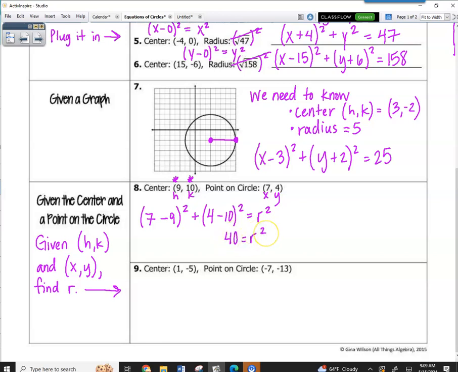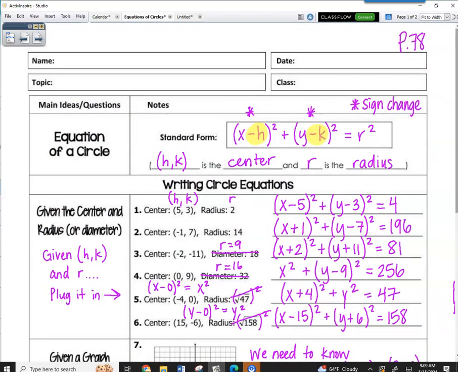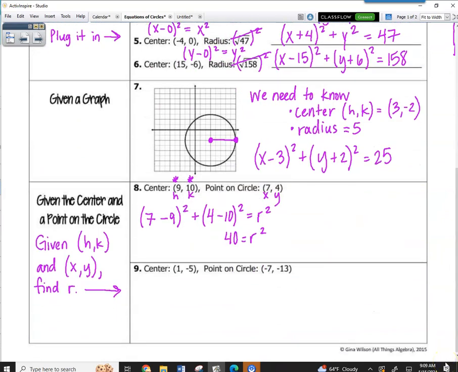Guess what? Some people here start to square root 40. Don't do that. Here's why. In the equation, it should be r squared. You just found r squared. So now all you have to do is rewrite this equation, but this time you're going to put the letters x and y in the equation. They have to have an x and a y. So now we're going to write our answer. X minus 9 squared plus y minus 10 squared equals 40.